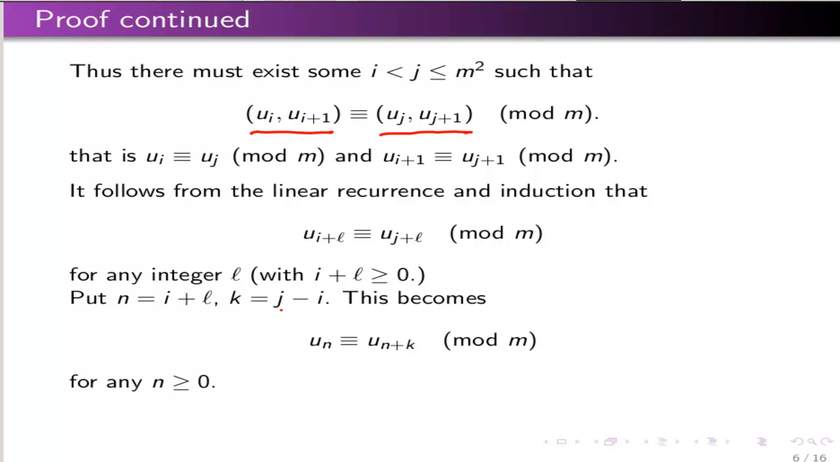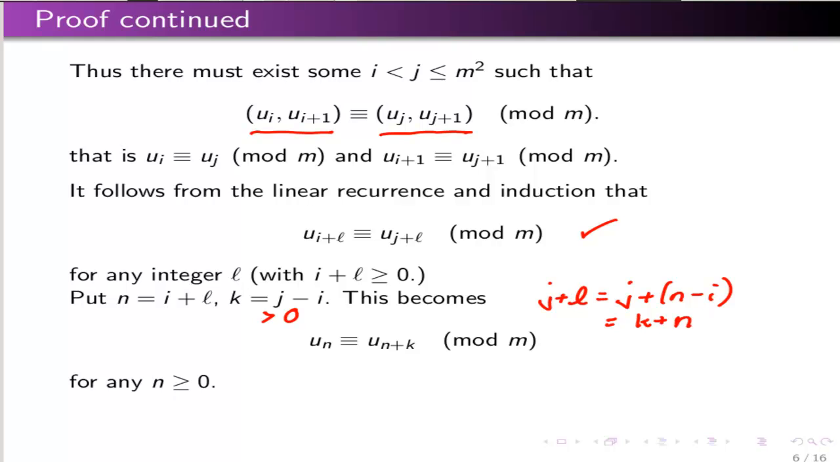So let's put n equal to i plus L and k to be j minus i, which is positive since j is bigger than i. Then the relationship up here just becomes u_n on the left, and then j plus L on the right becomes what? Well, L is n minus i. So it becomes j plus n minus i, and j minus i is k. So this is k plus n.